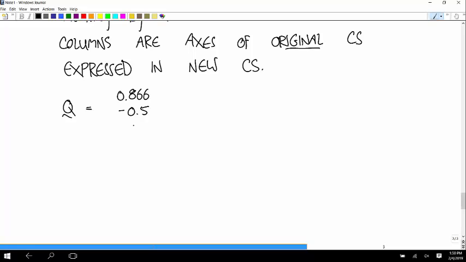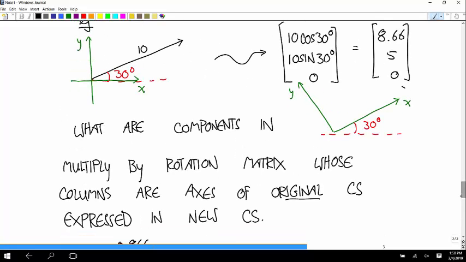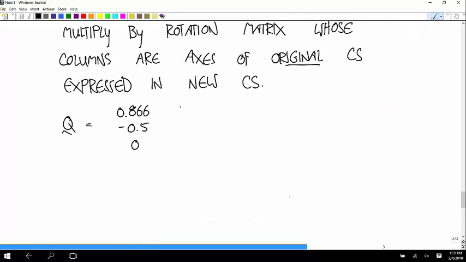If this was important, I would do this more slowly. You don't have to do it like this. I'll give you formulas for this. But now the y-axis, what's this unit vector expressed in that coordinate system? Positive 0.5, positive 0.866. And then the z-axis stays the same. It's the same in both of them, so that's just 0, 0, 1.